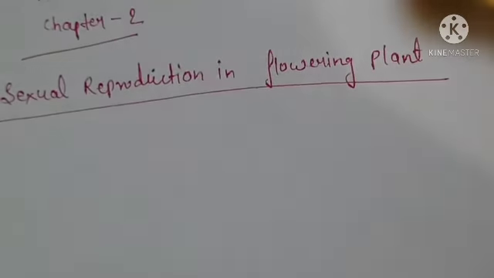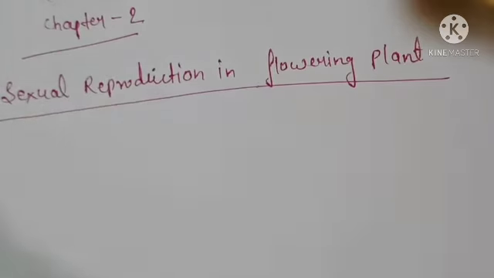Here, firstly, we will explain which topics we will discuss in this chapter. We will discuss flower structure, pre-fertilization structure and events, double fertilization, a very important topic, post-fertilization and the events occurring post-fertilization, and the last one is apomixis and polyembryony. For apomixis, the definition may be asked, it is very important.